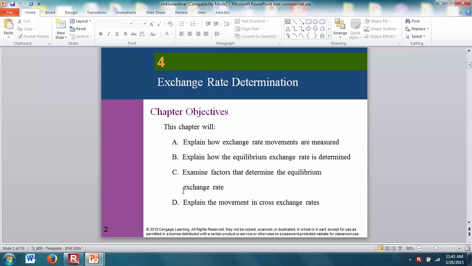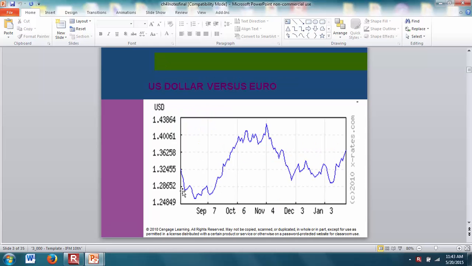Today we'll talk about Chapter 4, and Chapter 4 deals with exchange rate determination. So what are some of the things we want to talk about today? We'll talk about how you can measure exchange rate changes or exchange rate movements. We will talk about what are the factors that determine the equilibrium exchange rate. We'll also talk about the movement in cross exchange rates. So these are the main things we want to talk about here.